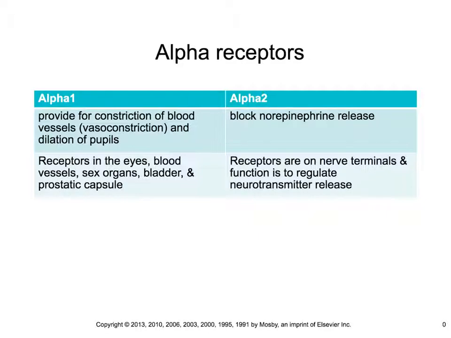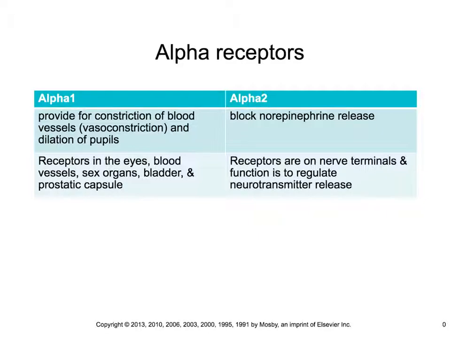So alpha 1 receptors are in the eyes, the blood vessels, the sex organs, bladder, and prostatic capsule. So it's an activation part. We have pupil mydriasis. You may have vasoconstriction of the blood vessels, arterioles, and veins. Ejaculation, related detrusor muscles of the bladder. It's going to contract the trigone sphincter and constrict the prostatic capsule.